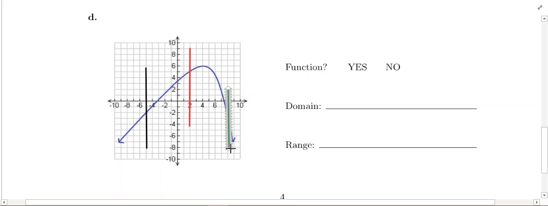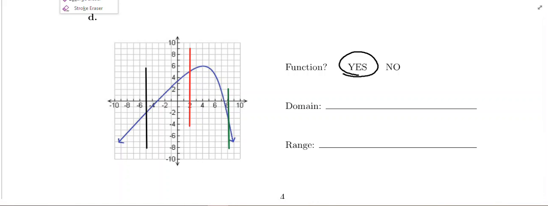Okay, so basically you can see no matter where you draw your vertical line, the vertical line is going to intersect the blue curve in just a single point. So that means every input is going to have a single output. This is a function. Okay, all right, let's deal with domain and range.